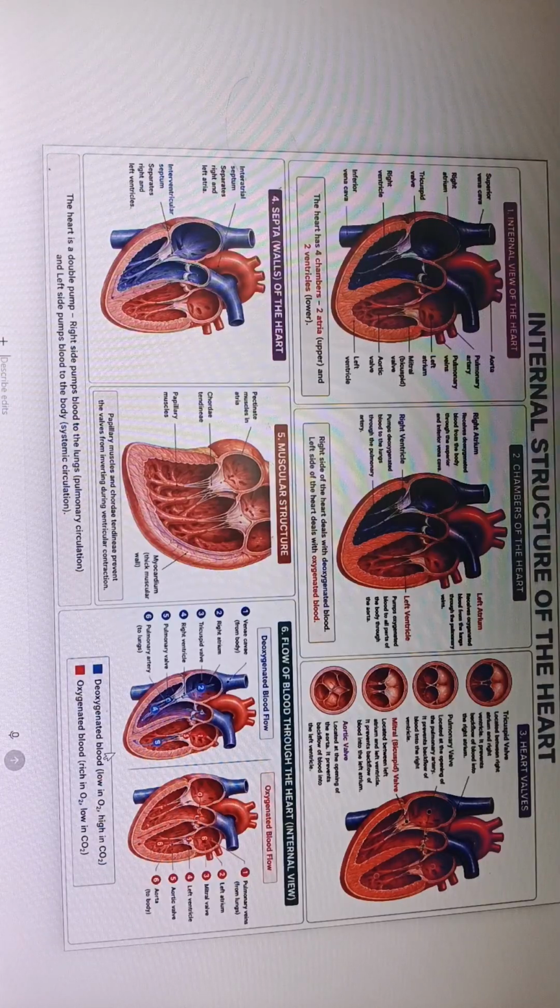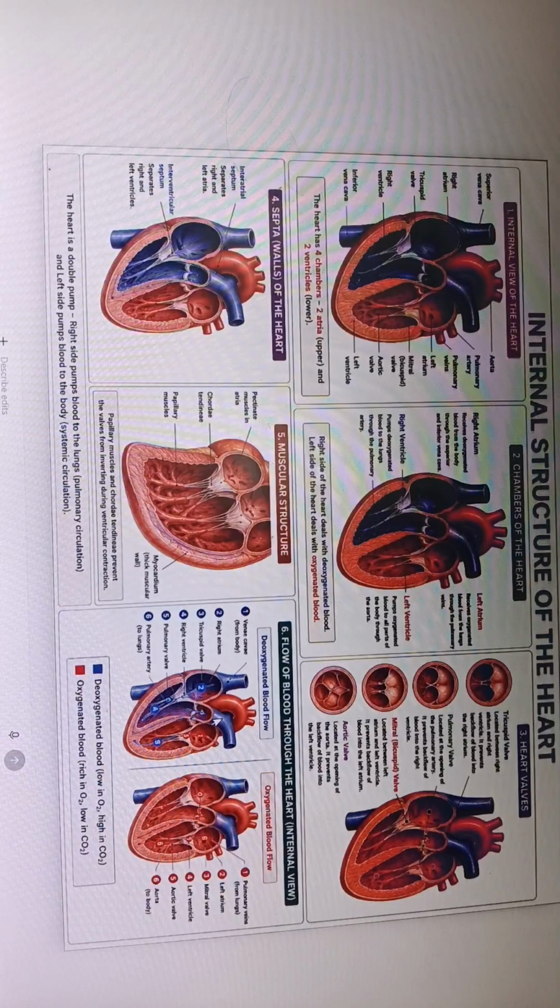Now we will see the pulmonary circulation in detail. Pulmonary circulation starts from the right atrium. The superior vena cava and inferior vena cava bring deoxygenated blood from different parts of the body and pour it into the right atrium. When the right atrium contracts, blood goes to the right ventricle through the tricuspid valve, and when the right ventricle contracts, blood goes to the pulmonary artery.